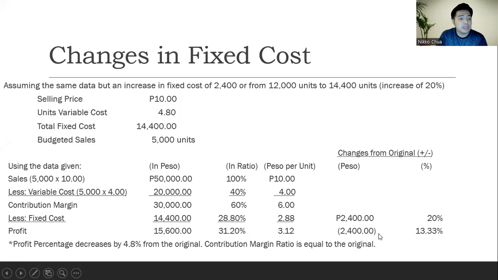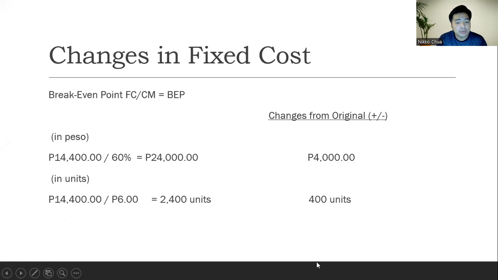Ang profit natin po ay mag-decrease ng 2,400. Ito ay a decrease of 13.33%. Ang kuha natin dito, 14,400 over 60%, that is the contribution margin. We will have 24,000. Yung kanina po is 20,000 yung original natin. So there is an increase in change of 4,000.